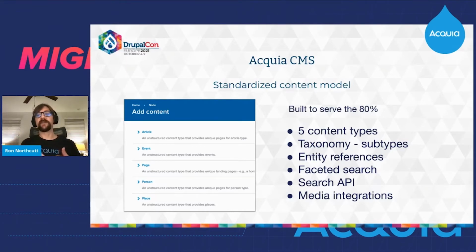So articles, events, pages, person, and place. And the thing that's really great is there's some other things we did, like creating a specific taxonomy for each content type that allows you to do subtypes. So for example, if you have an article content type, you might have a blog article, you might have a press release article, you might have a knowledge base article.